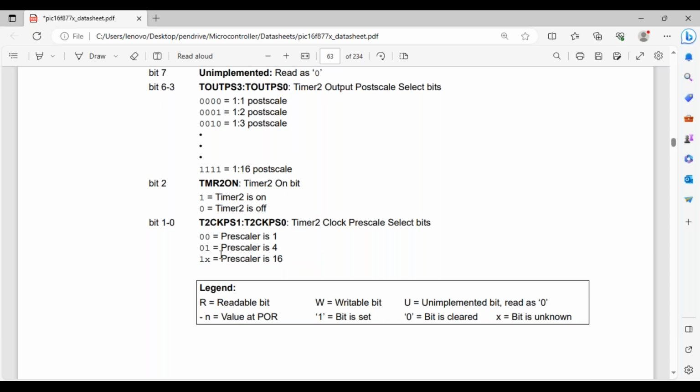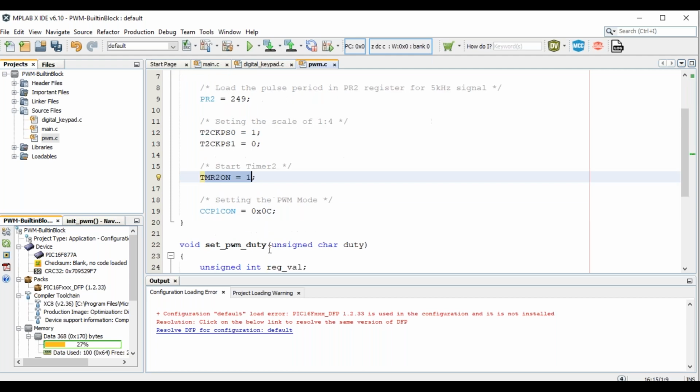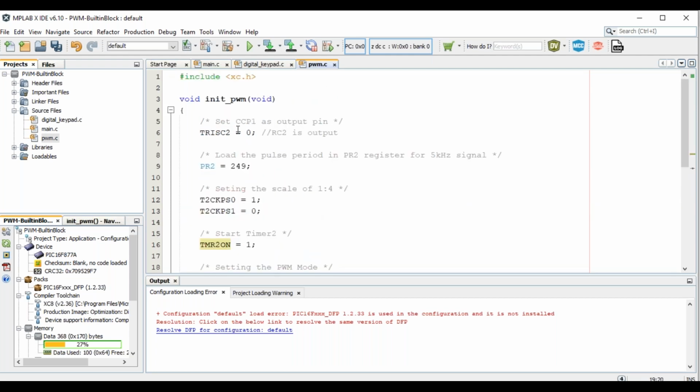If I want a prescale of 1:4, T2CKPS1 has to be written with 0, and T2CKPS0 has to be written with 1. So that is what we have done here. PR2 is equal to 249, T2CKPS0 written with 1, and T2CKPS1 written with 0. Timer 2 on, in order to turn on the timer. This one is to select the PWM mode.